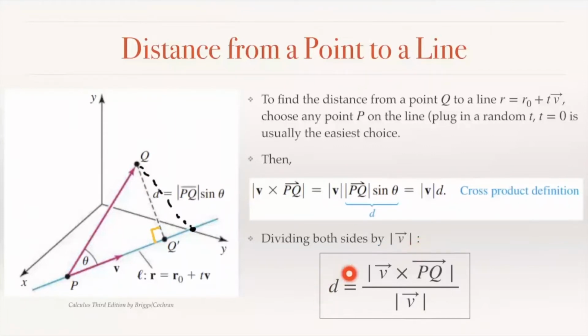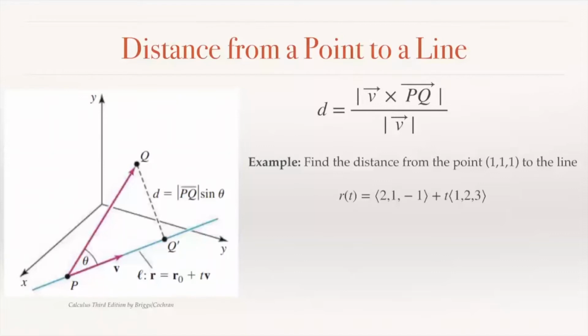We get that the distance from a point Q to a line is the magnitude of v cross PQ over the magnitude of v, where again, P is just any point on the line, which we can obtain by, for example, plugging in t equals 0. So that's a nifty and slick equation and a nice application of the cross product.